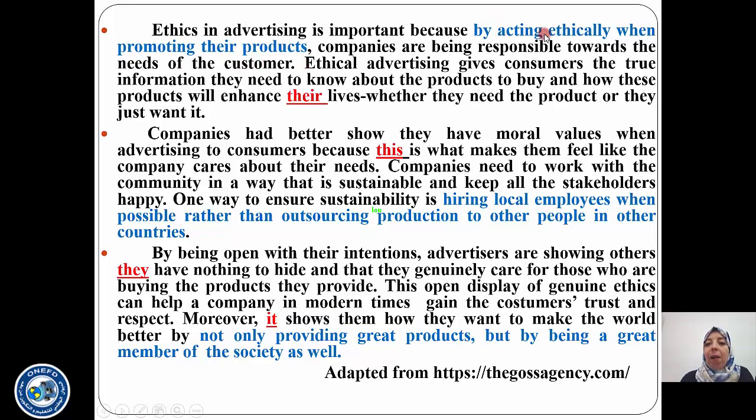It is by acting ethically when promoting their products or when advertising their products. By acting ethically means by respecting ethics. Okay? So the next one, how should the company ensure a viable relationship? It is here.